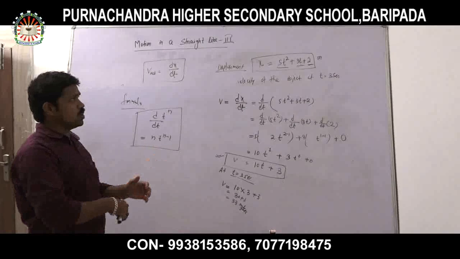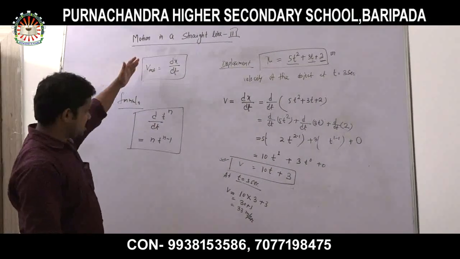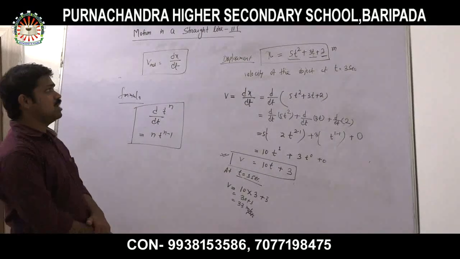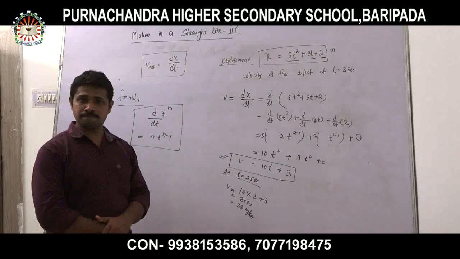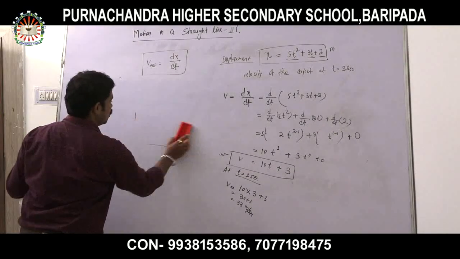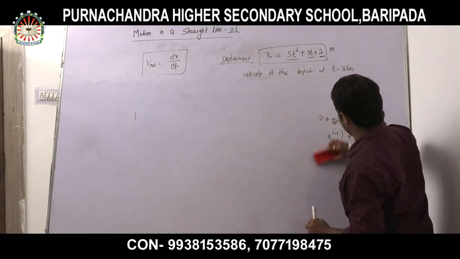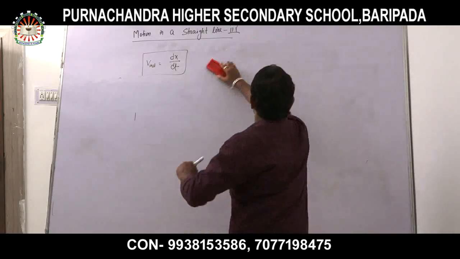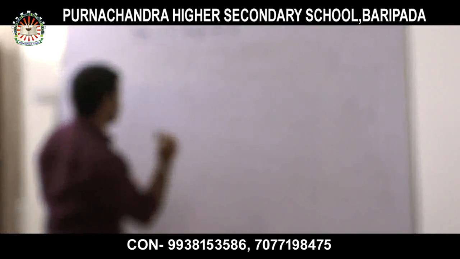Can we solve the previous one? How to calculate the average speed, average velocity, and this is how we can calculate the instantaneous velocity of an object. Clear? Clear all of you? Then come to the next part, that is your acceleration. Next is your acceleration. Okay.